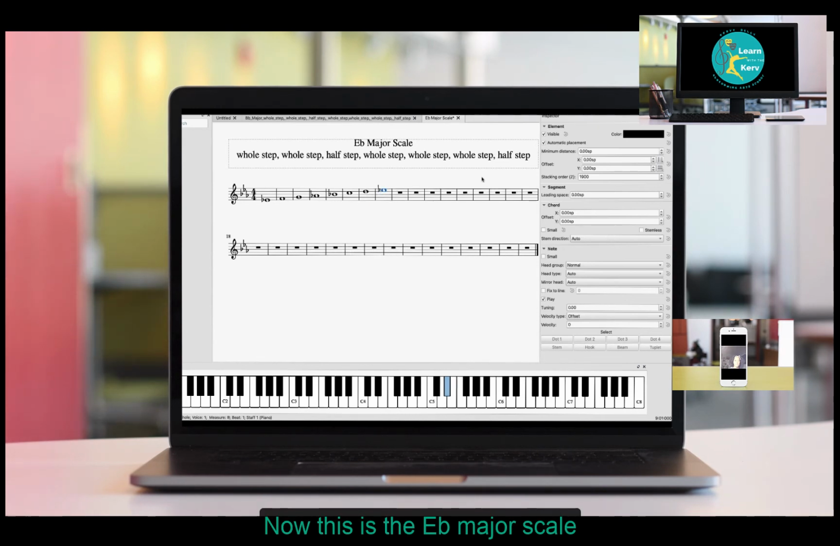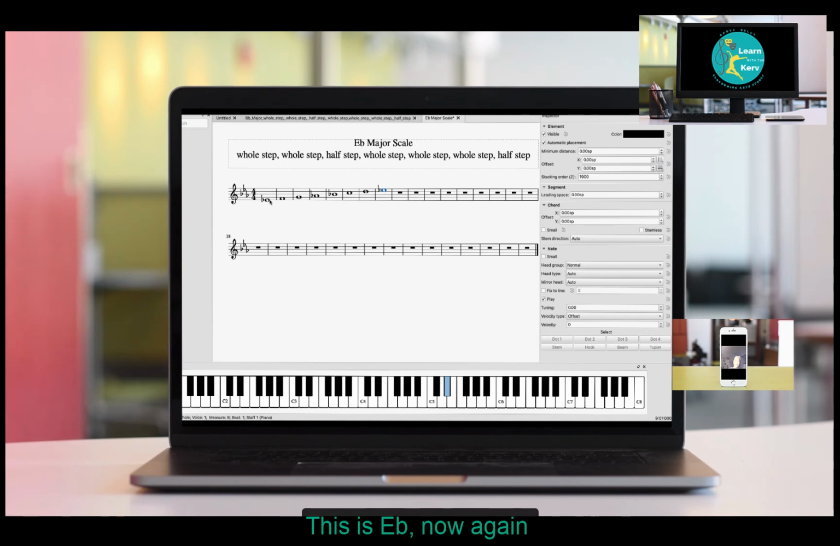Now this is the E flat major scale. E flat, F, G, A flat, B flat, C, D, E flat again. Now let's count the flats. 1, 2, 3. We cannot count this one because this is E flat, this is E flat.